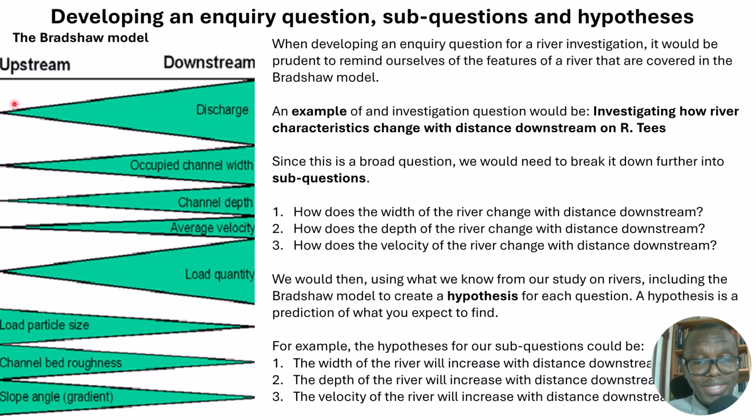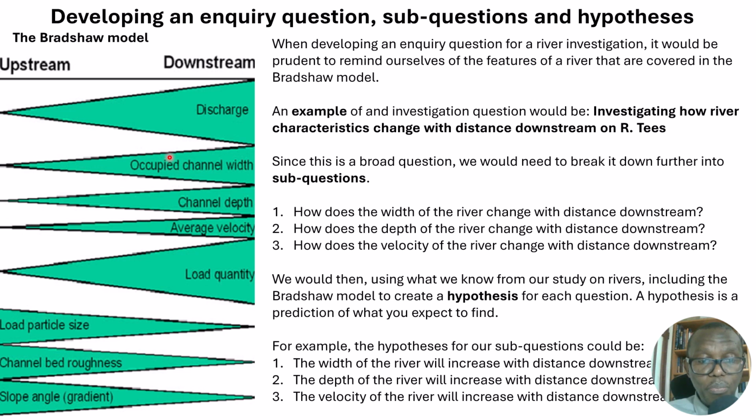This first part here is on the discharge of the river, and the discharge of the river is the amount of water that is in the river channel and that is passing through a particular point at a given time. In the upstream, the Bradshaw model stipulates that you will expect to find less discharge in the river, and then that discharge will increase as you go downstream, and that's why this here widens as you go downstream.